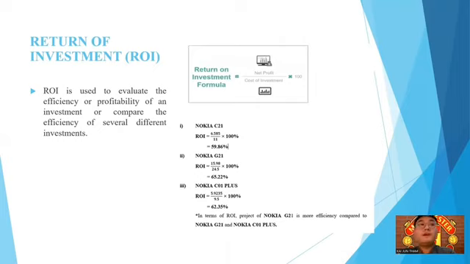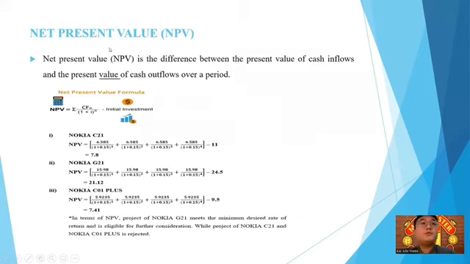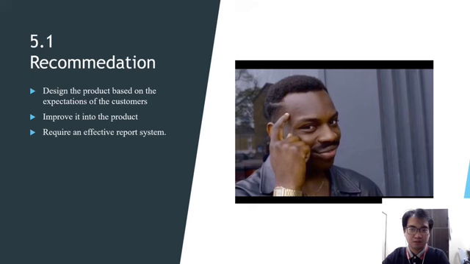So now going to the return on investment, or ROI. ROI is used to evaluate the efficiency or profitability of an investment. In this return on investment, we can find that also Nokia G21 is more efficient compared to Nokia C21 and Nokia C01 Plus. For the net present value, it is the difference between the present value of cash inflow and the present value of cash outflow over periods. After we found that Nokia G21 is the highest, we can make a conclusion that Nokia G21 is chosen.